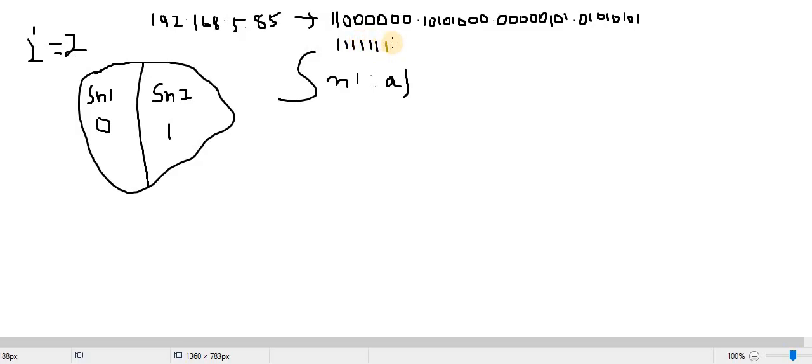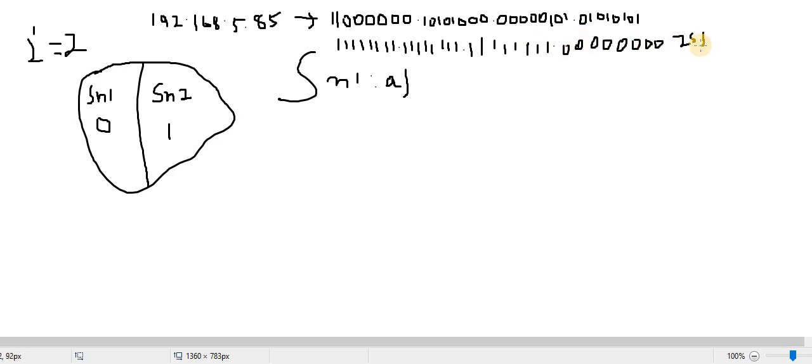We can take just 1 bit, so it will be 2 raised to 1, which is 2 networks. That's what we are doing. So we are dividing it into two: the first network with the bit set to 0 and the second network with the bit set to 1. So this is the given IP address. Now the first question for each subnet, for subnet 1, A is determine the subnet mask.